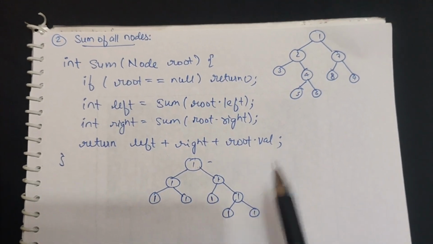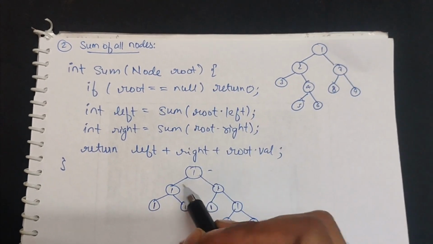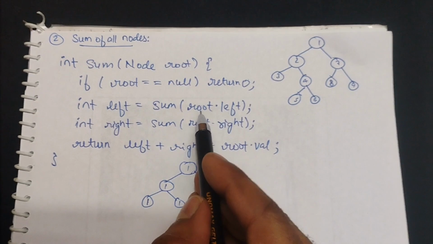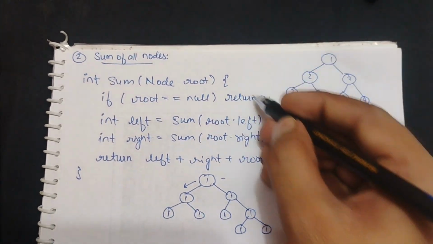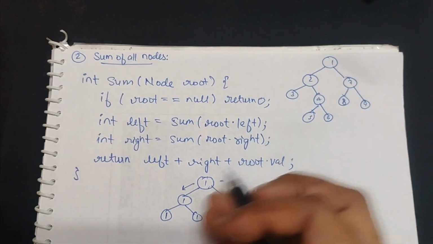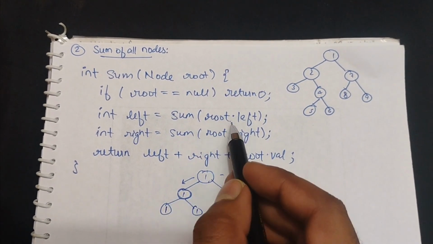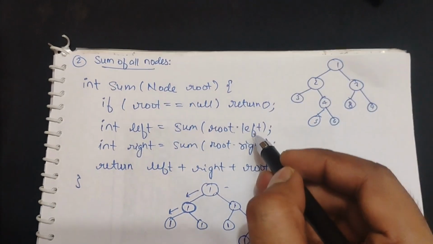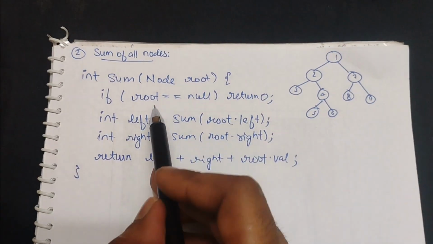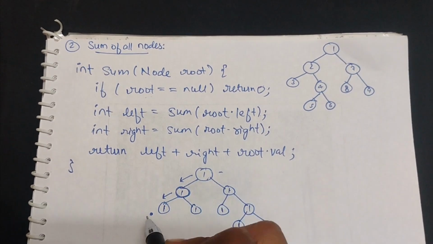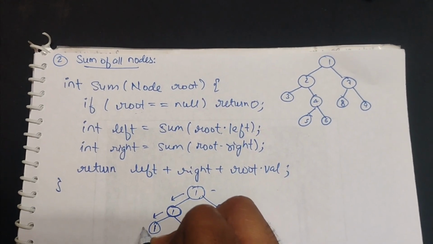It will not hit the base case because it is not null. It will come to sum root dot left. It is having a left, so we'll call to this. Now again the recursion call comes over here with this node. It will again call root dot left, it will come to this, and for this again it will call root dot left. It comes over here. Now it will hit the case that the node is null, so it will return 0. It has 0 from left.